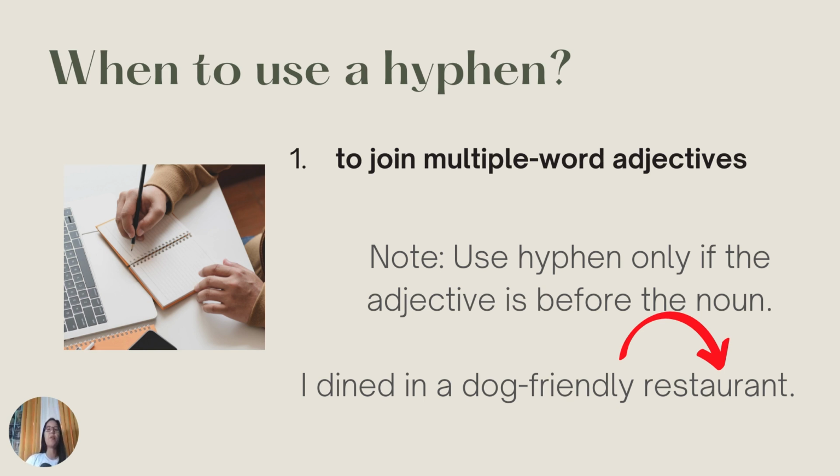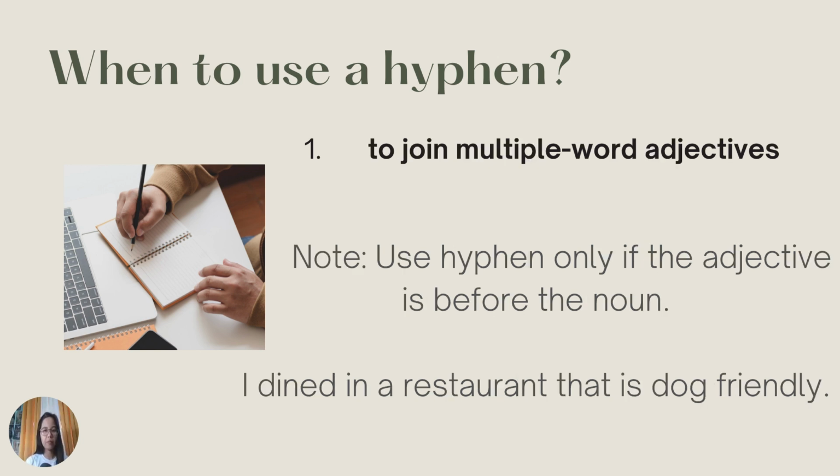Another important thing to remember when using a hyphen is to use it only if the adjective is before the noun, just like in I dined in a dog-friendly restaurant. Dog-friendly is before the word restaurant, before the noun, so it needs a hyphen. In this example, I dined in a restaurant that is dog friendly. We no longer need the hyphen because the words dog friendly are found after the noun restaurant.